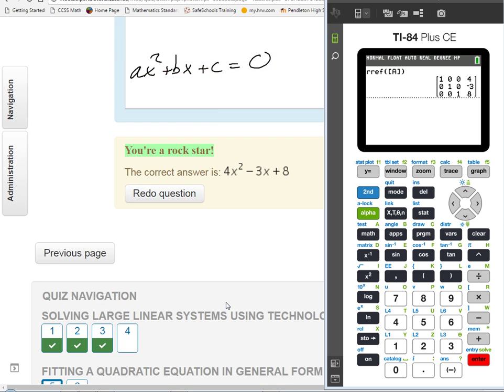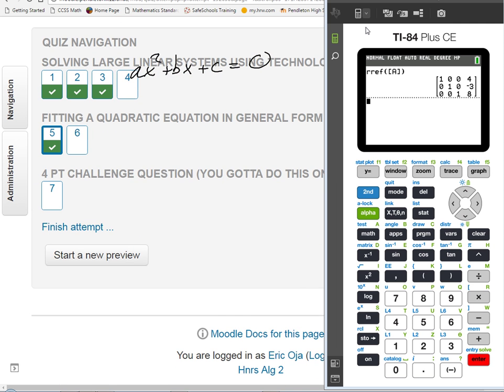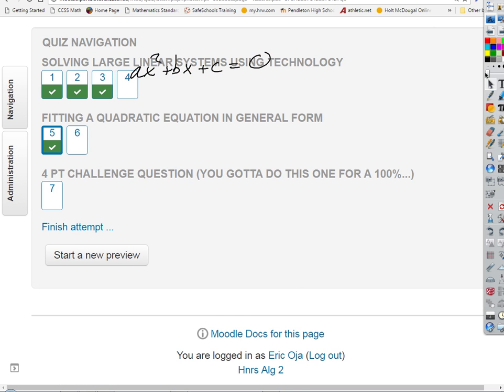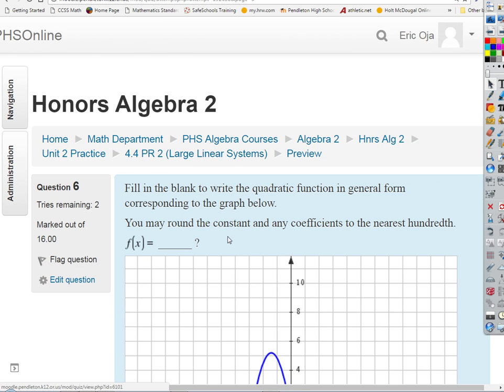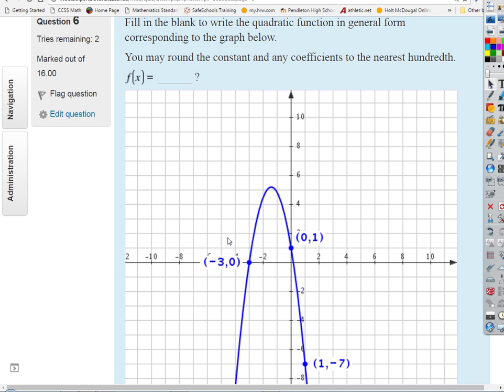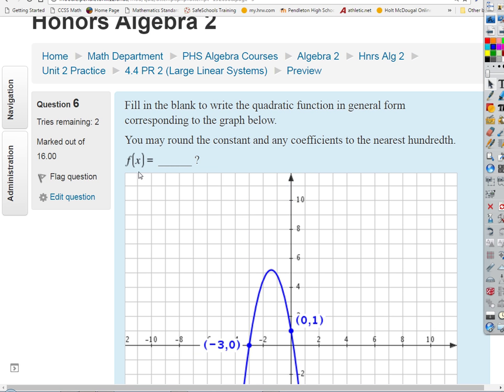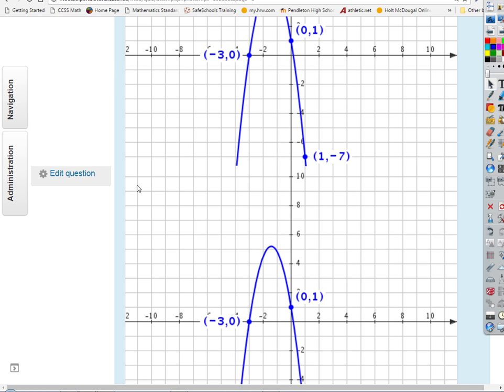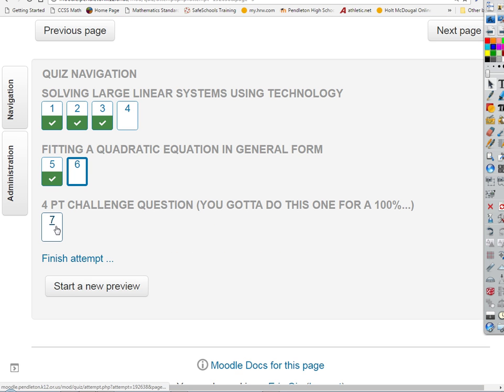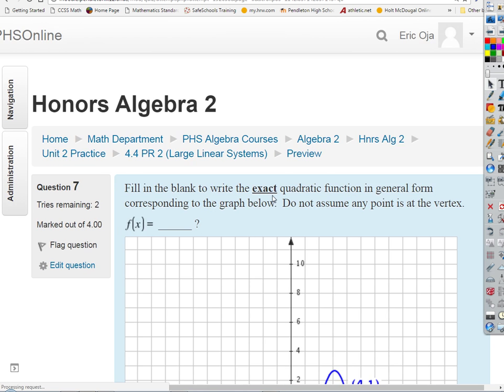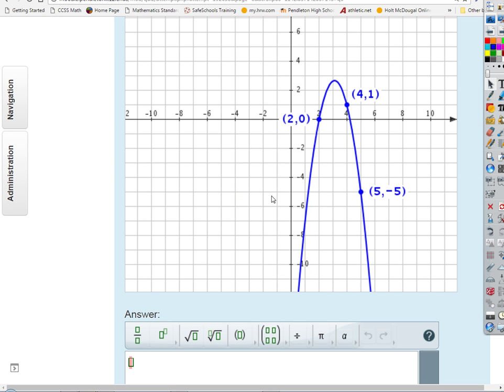Okay? And then there's just another example of one like that, where you've actually graphed it, so you can see the 3 points on the parabola. And then the bonus one, I'll show you how to do this one too, or the challenge question. I want exact answers. Okay, you can do this though.